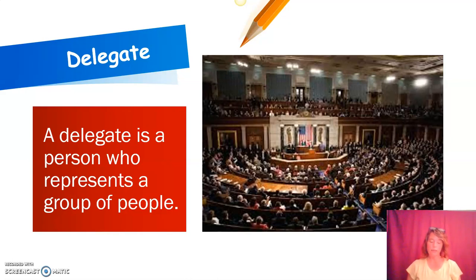Now, a delegate is a person who represents other people. When your parents vote for a senator, that senator will go to the president and help make decisions for Florida. The senator is a delegate for the people in Florida. Now, not all the people in Florida could go talk to the president at the same time. There'd be too many people. There'd be no room to put everybody in the president's office to talk to him. So, we vote for a delegate to go for us and to talk for us.